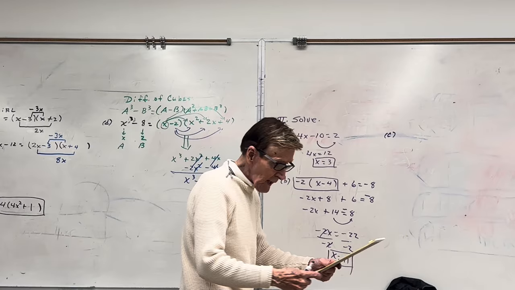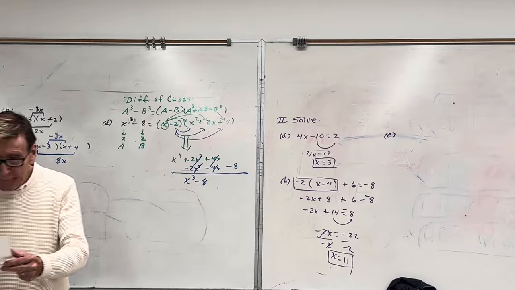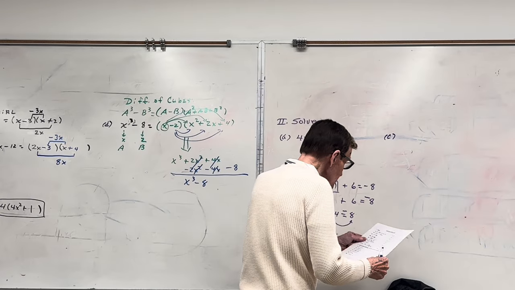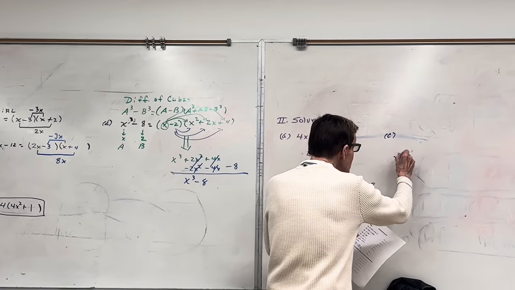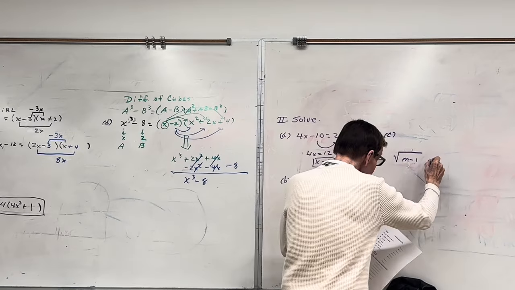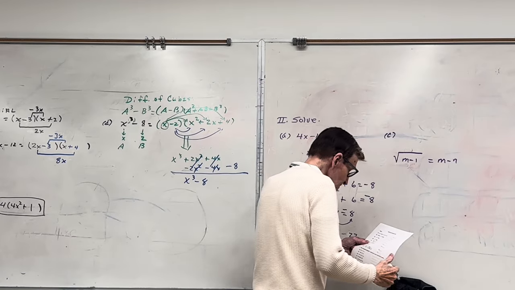Hang on. Oh, on the handout. That's what I had reference to. Next one looks like this: square root of m minus 1 equals m subtract 7. Solve for m.